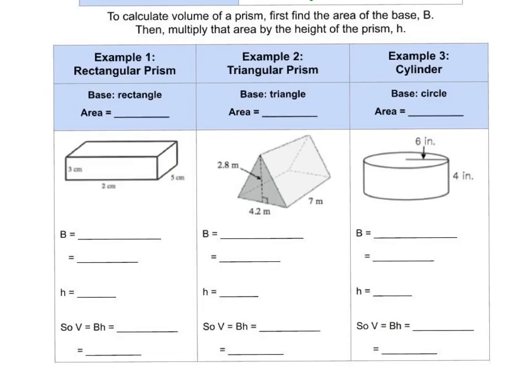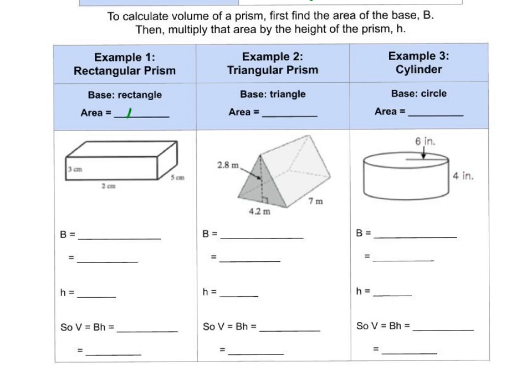So to actually calculate the volume of a prism, you're first going to find the area of that base. Then once you have that, you're going to multiply that by the height of the prism. So in this video, we're going to look at three particular kinds. You'll recognize the first two from last year. The first one we have is a rectangular prism, and the base is a rectangle.